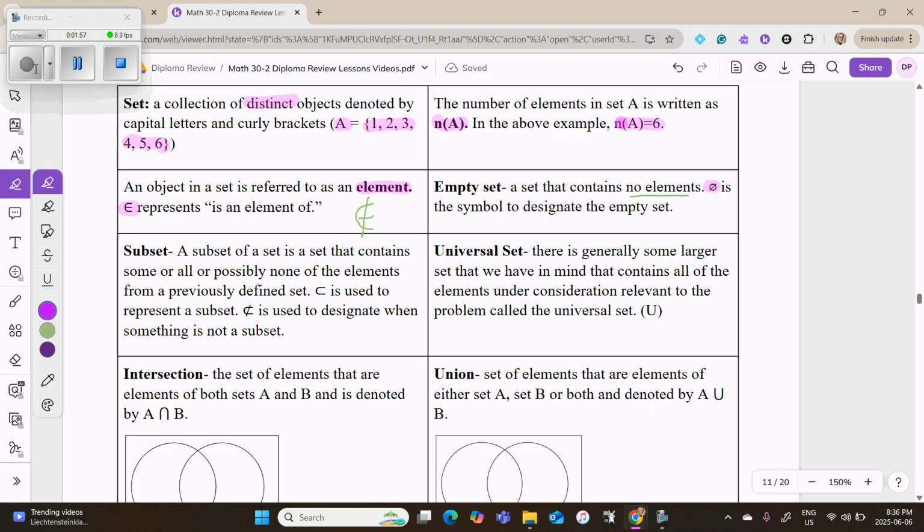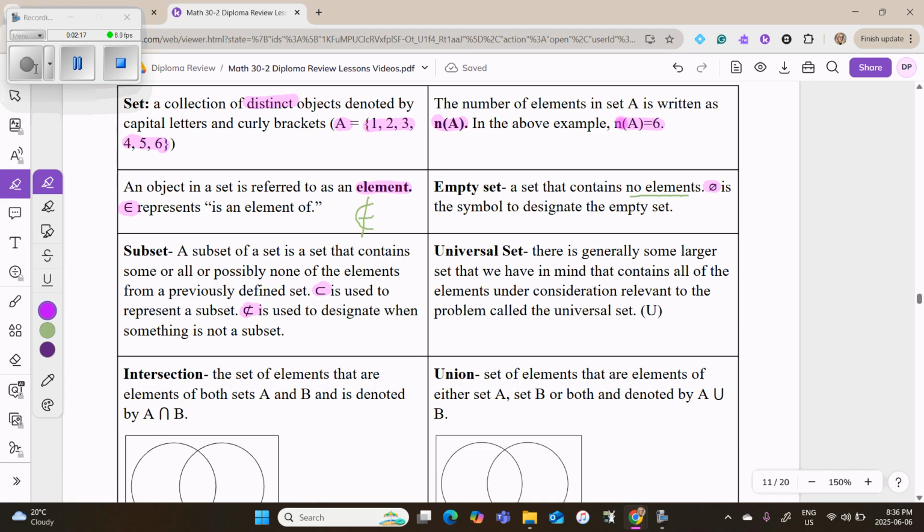Next, we have a subset. A subset of a set is a set that contains some or all or possibly none of the elements from a previously defined set. So here is our symbol for subset. And here is our symbol for not a subset.